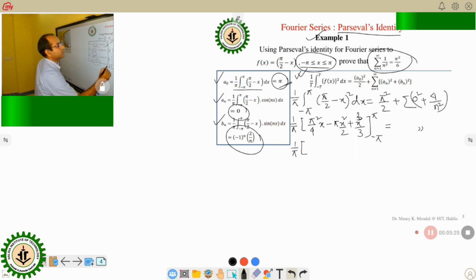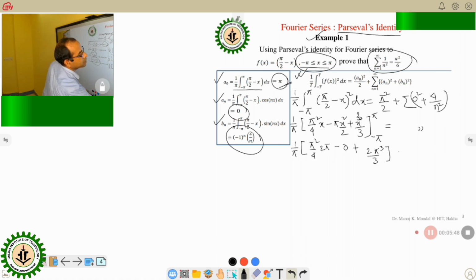Here it will be pi squared by 4 times 2 pi, minus its value will be 0, and plus here its value will be 2 pi cubed by 3. And the right hand side, what is it?